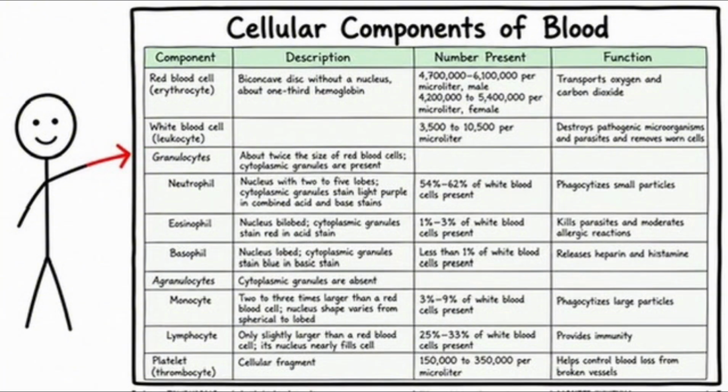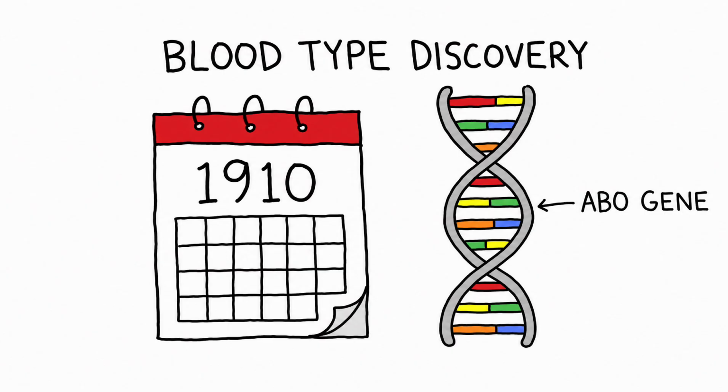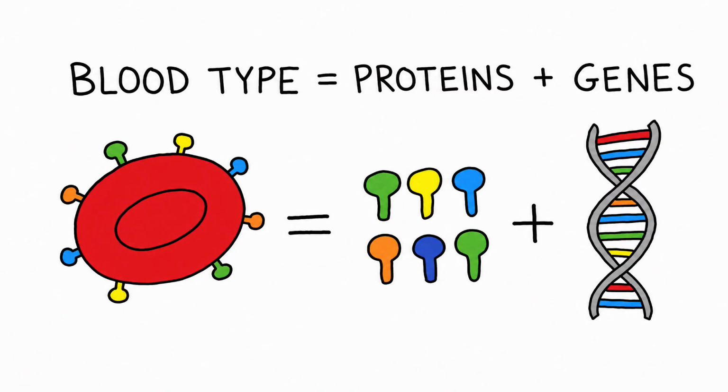And now what I want to talk about is the different blood types. In 1910, that's over 100 years ago now, the identification of the ABO blood antigen gene explained the observed blood type incompatibilities. Blood types are distinguished by proteins on the surface of red blood cells, and these can be determined by the proteins or by the genes that encode them.